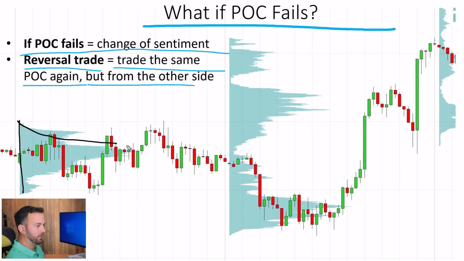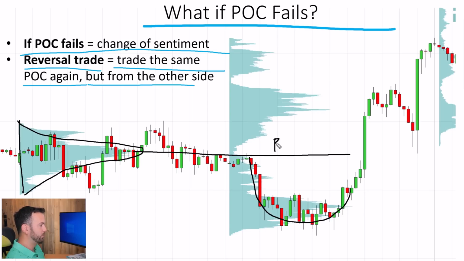Take a look at this profile. Nice D-shaped profile, right? The price moves away from that point of control. That's the point of control line. Moves away from it, hits the point of control in here, and this is where you go short, right?